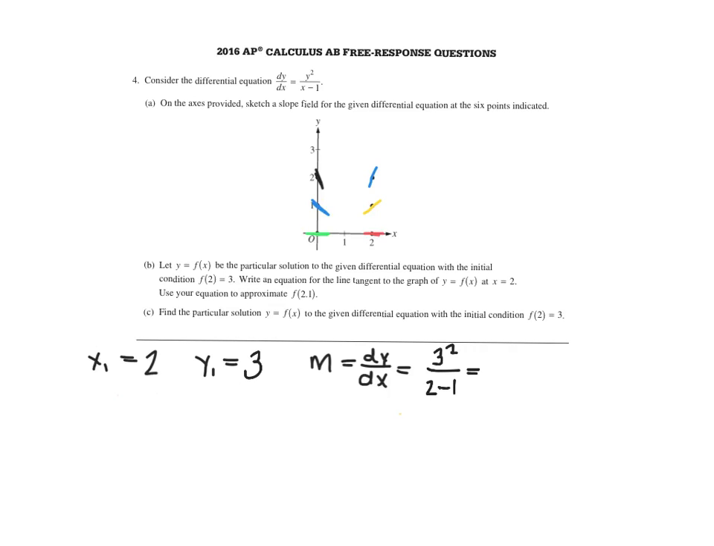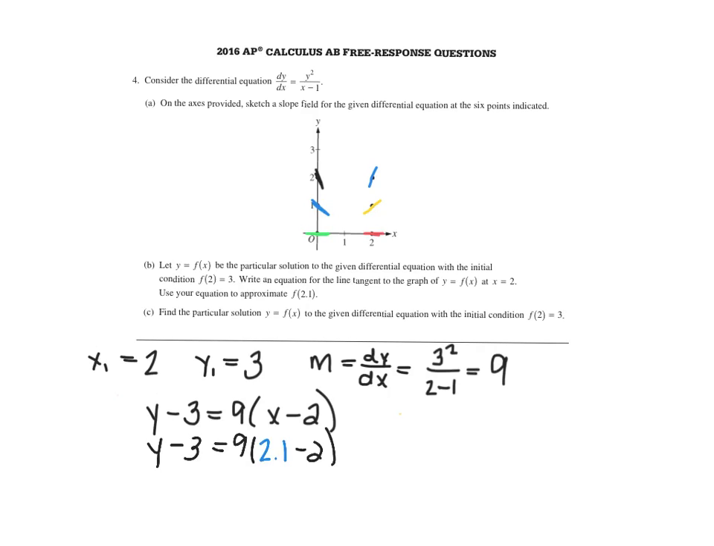And that gives me a slope of 9. So then I get my tangent line by plugging into y minus y1 equals m times x minus x1. And there we have it. There's our tangent line. So I've answered those directions, and I just keep reading to see if I'm missing anything. Oh, use your equation to approximate f of 2.1. So this is basically just saying take your tangent line and now use x equals 2.1.